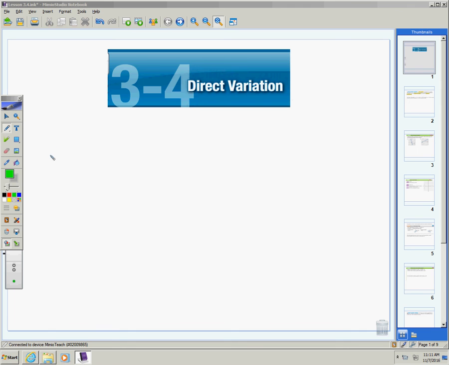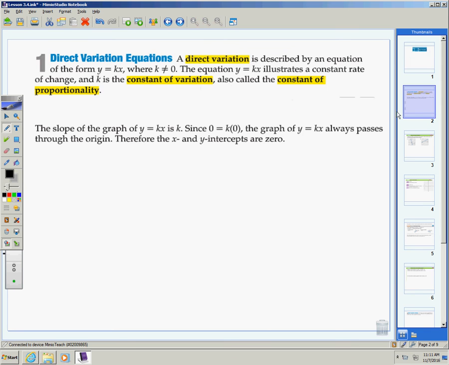Talking about direct variation. Direct variation is described as an equation of the form y equals kx. Direct variation is always going to be in this form, y equals kx, and k cannot equal 0. And this illustrates a constant rate of change.